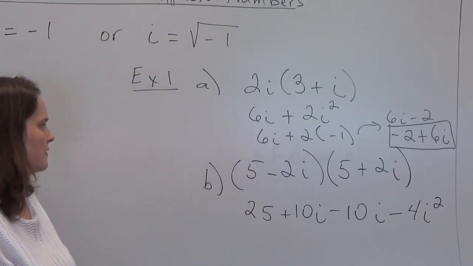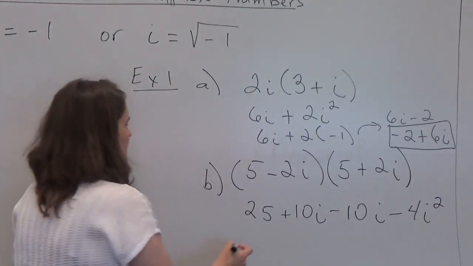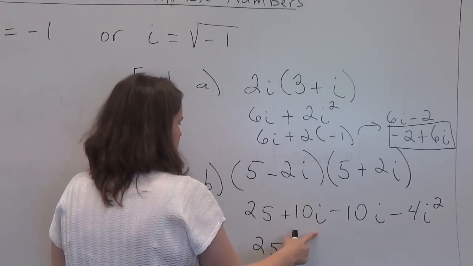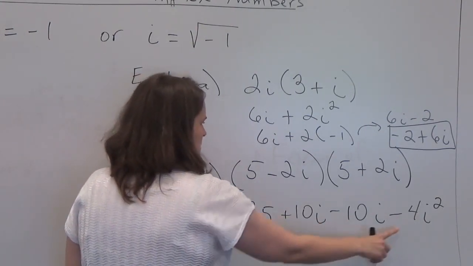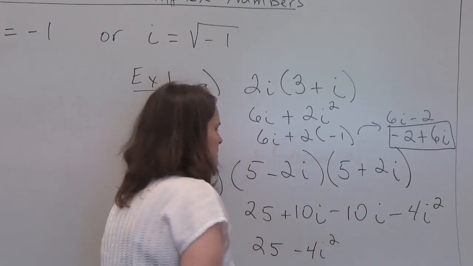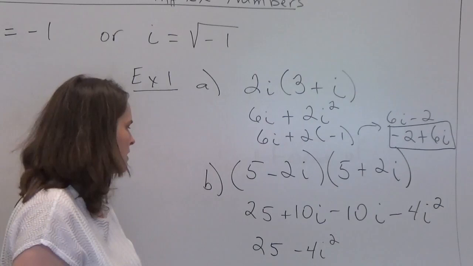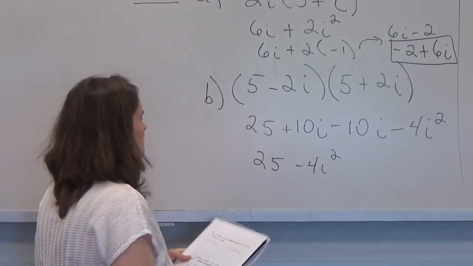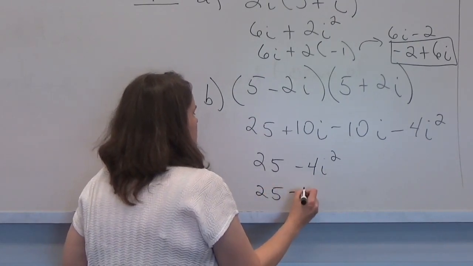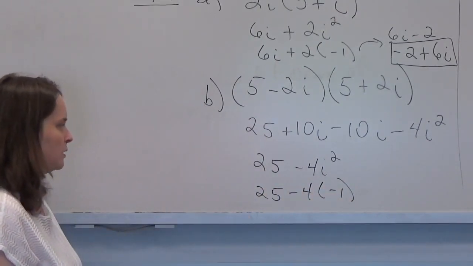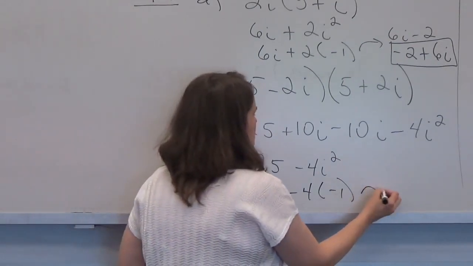All right? And then combining like terms, 25, and then the 10i's cancel each other out, just give us 0. And over here we've got minus 4i squared. Again, we know that we can replace i squared with negative 1. So we've got 25 minus 4 times negative 1. So we have 25 plus 4, or our answer is going to be 29.